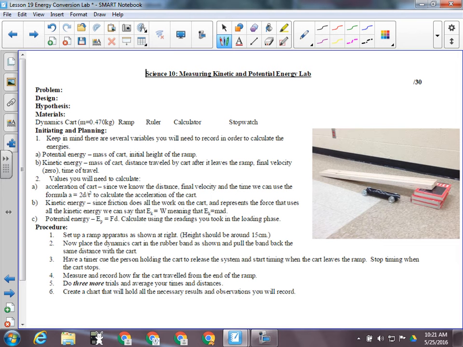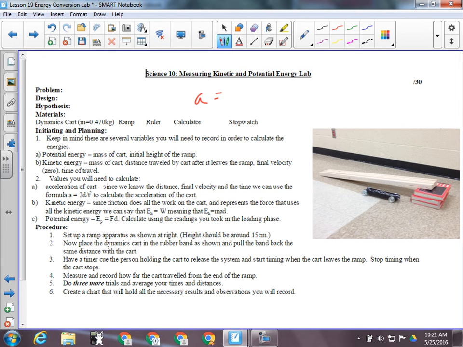Other things we're going to need to measure: the distance of the ramp and the time it takes the cart to travel down it. That's going to allow us to calculate the acceleration of the cart using a formula you'll never use again, at least in Science 10. You'll use it again in Physics 20. But we're going to use it here today just to get the acceleration of this cart so that we can calculate its final velocity at the bottom of the ramp. We can't use v equals d over t because its velocity is changing as it goes down the ramp.